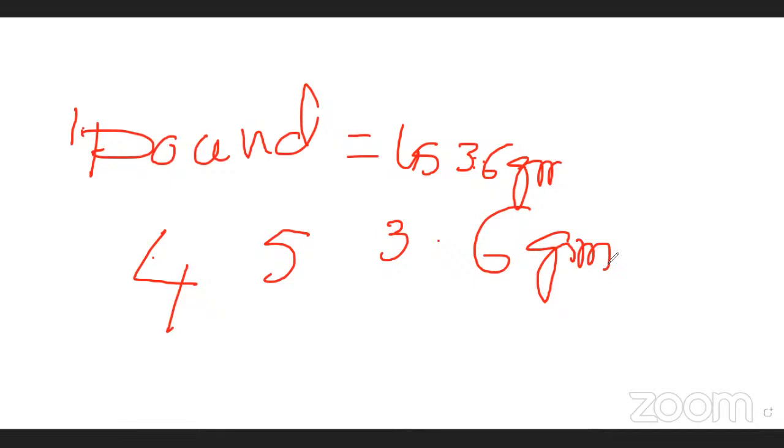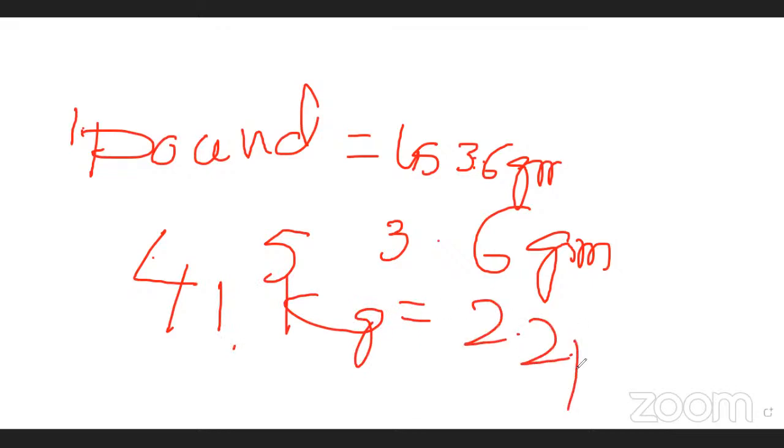So 1 pound is equal to 453.6 grams, or for converting, 1 kg is equal to 2.21 pounds. So a kg is more than a pound: 1 kg is 2.21 pounds.